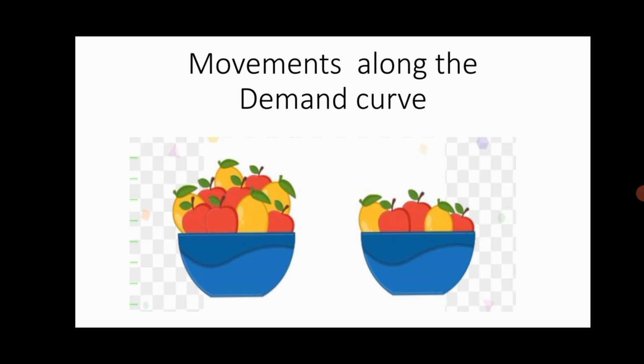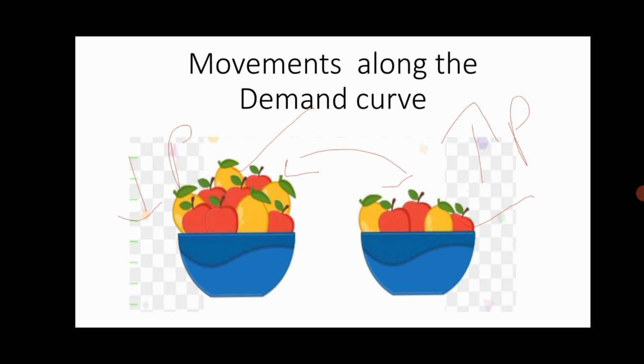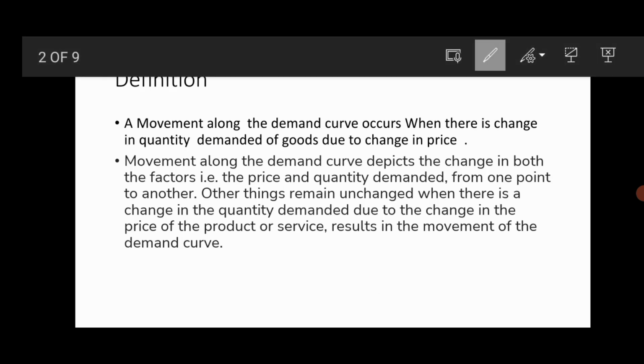Here, movement along the demand curve means a person will be demanding the same commodities but in different quantities. When the price is less, he will buy more of the same commodity, and when the price is more, he will buy the same commodity but in a lesser quantity. That was explained here. So now we will see the definition of movement along the demand curve.